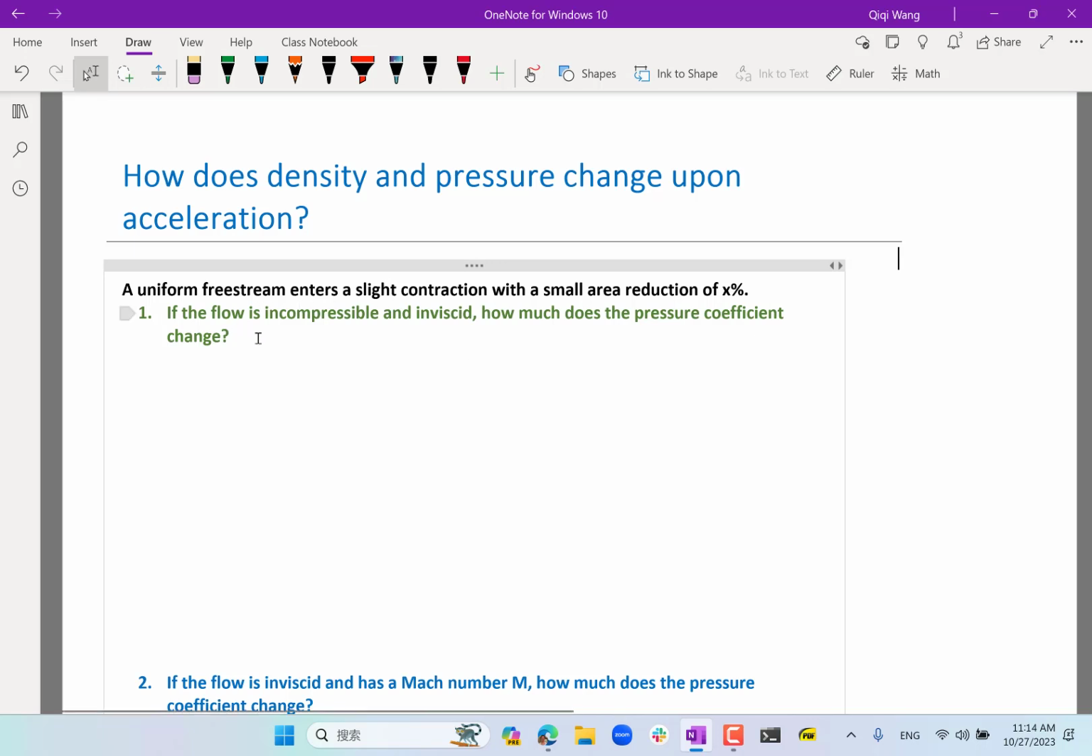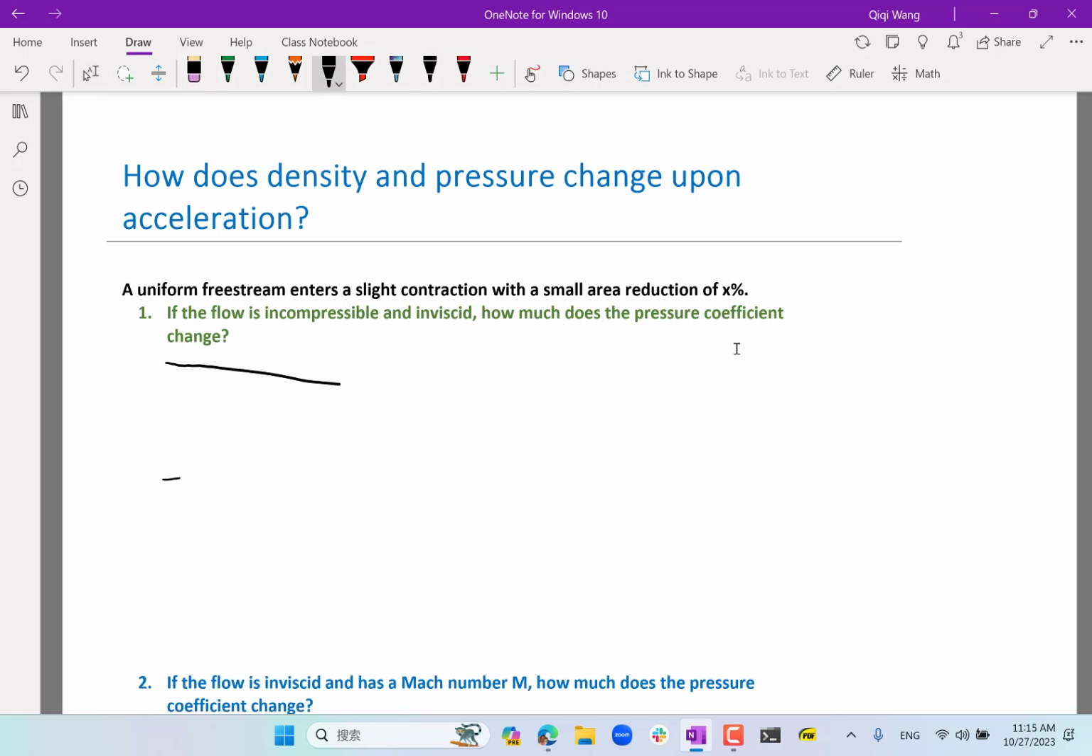So if the flow is incompressible and inviscid, how much does the pressure coefficient change? Right, we know the pressure coefficient is 0 in free stream. So Cp is equal to 0 at free stream at u infinity, right? Now we have an X% reduction in the area. So how much? What is the Cp downstream? How do we start thinking about this question?